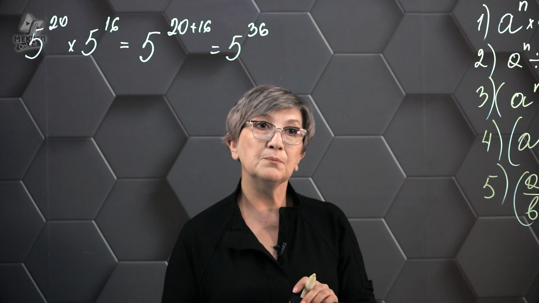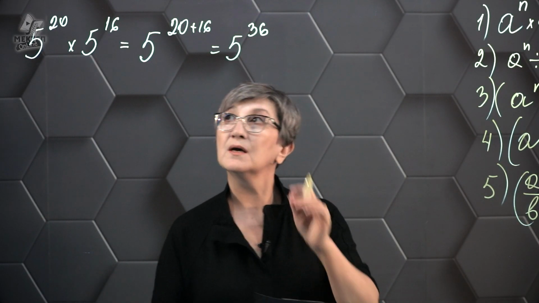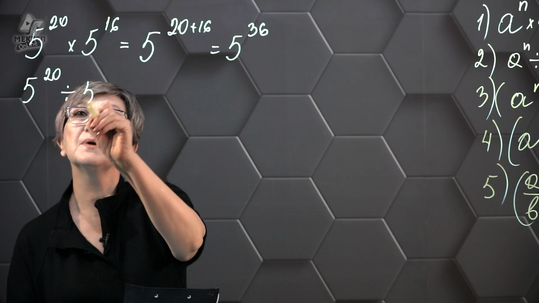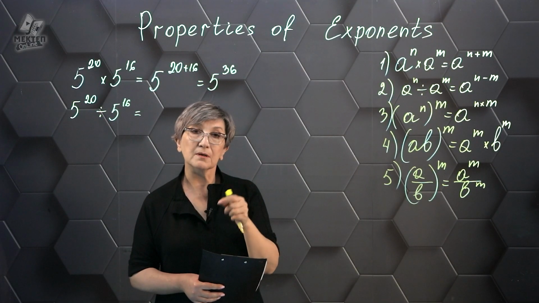You don't need to calculate 5 to the 36th power. That would be a large number. Next example. Divide 5 to the power of 20 by 5 to the power of 16. How do we solve this example?